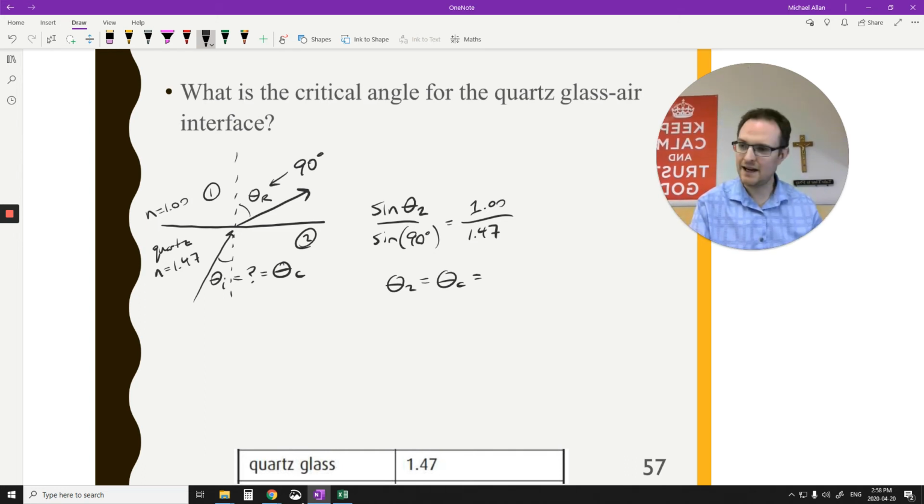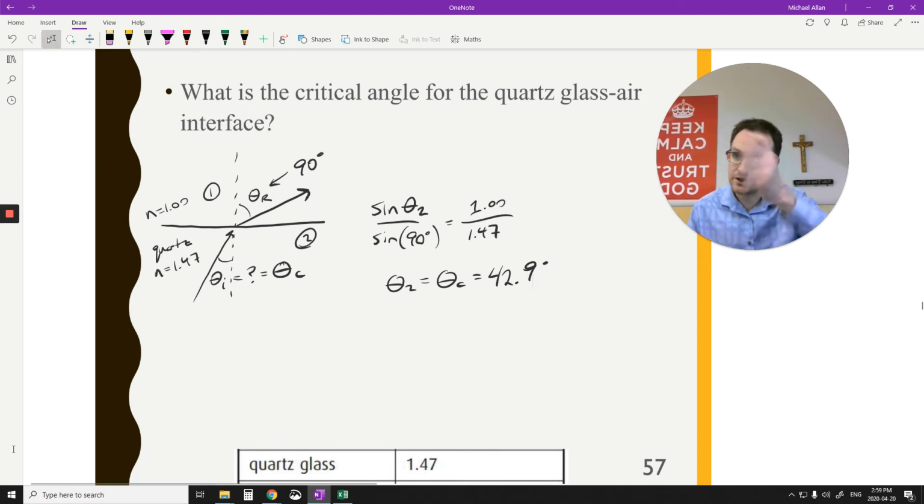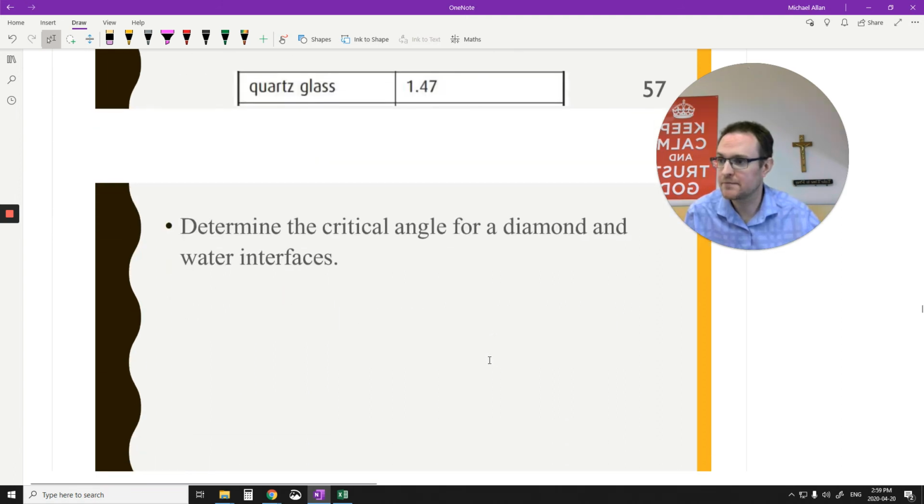So the critical angle here is 42.9 degrees. There you go. Now, if I try to do it the other way, it just wouldn't work. You wouldn't be able to find the critical angle if I went from the 1 to the 1.47, because you'd try to take the sine inverse of a number greater than 1. It just won't work. So really only one way to do it.